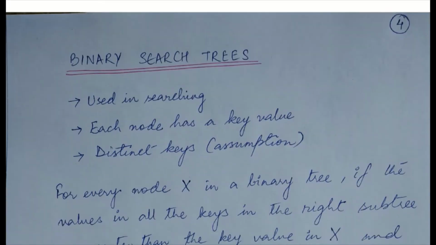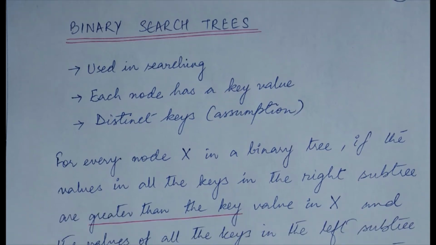So every node in a binary search tree has a key value. For simplicity, when we talk of binary trees, the element in our node is the key value, and that is what we will use for our search purposes. And we assume that there are no multiple values. So you cannot have a repeated value. That is the assumption, because if you have repeated values, the whole logic of binary search tree gets flawed.